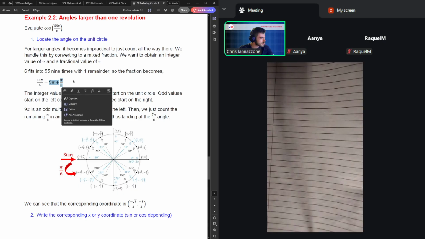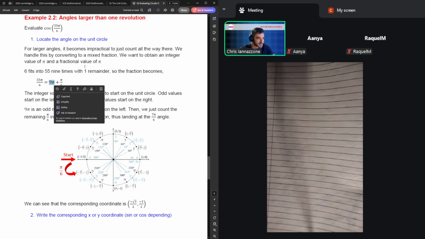Is it a proper fraction? I don't really remember the term. Point is, you separate it into the whole number and the remainder. Right? So 6 fits into 55 9 times with 1 remainder. And obviously we have pi's there just because it's in terms of pi.